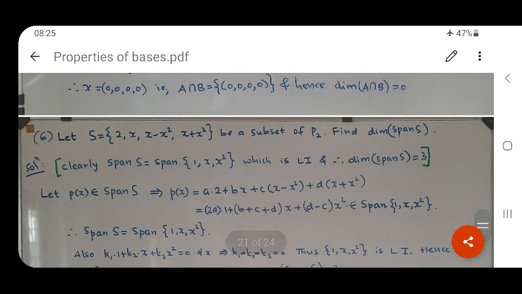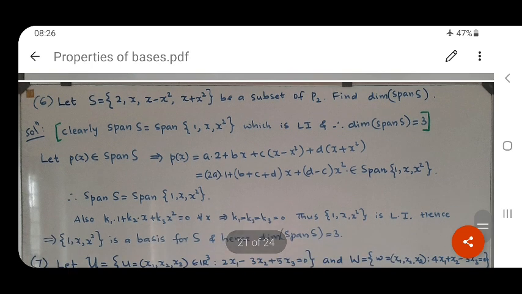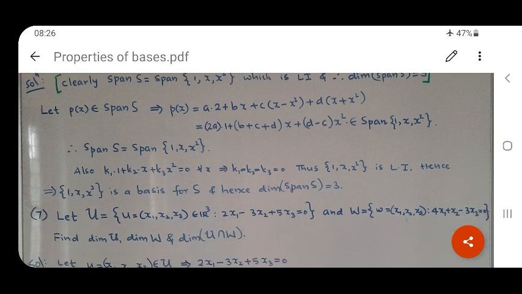But we will explore it. So this S is the set of 4 polynomials in P2. So span of S is again polynomials of degree less than or equal to 2. So let us choose a p(x) in span of S. It can be written as 2a into 1 plus (b + c + d) into x plus (d - c) into x². So it belongs to span of {1, x, x²}. Therefore, the span of S is equal to span of {1, x, x²}, which are linearly independent and therefore a basis, and hence dimension is 3.